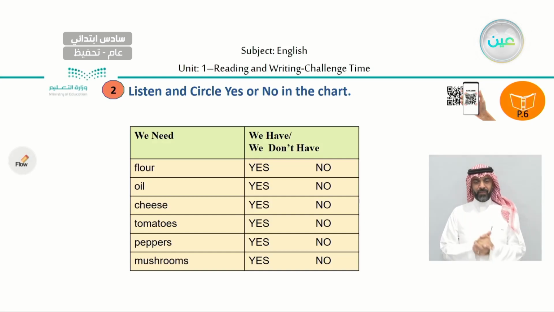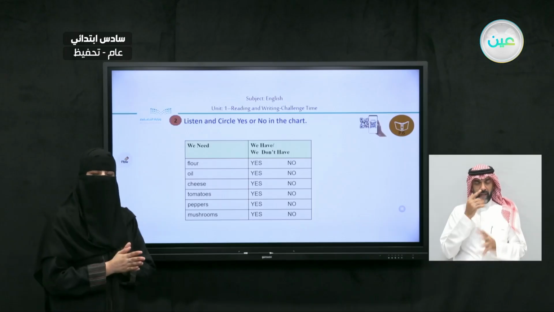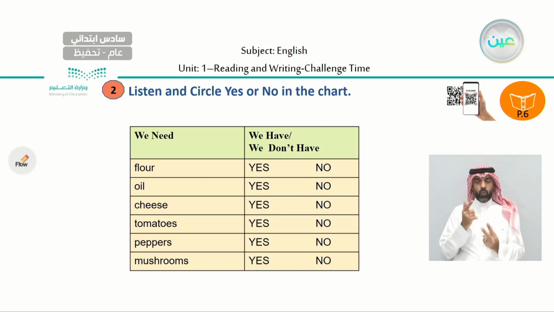Again, I want you to listen carefully to the talk again, okay? And check with yes or no. Listen and circle yes or no in the chart, to see if they have or they don't have the food they want to make the pizza, okay? So, listen carefully. Pick up your pencils, please. Ready? Okay.